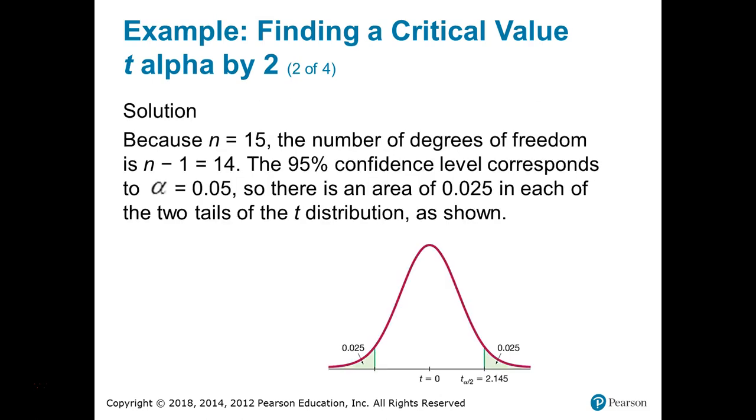Because n is equal to 15, the number of degrees of freedom is n-1, which is 14. You've got to know how to use your table. The 95% confidence level corresponds to alpha of 0.05, giving an area of 0.025 in each of the 2 tails of the t distribution as shown. So 95% means from here to here, this area is 95%, meaning there's 5% left over. Divide that by 2. There's 2.5% of the total value here and 2.5% here. Then using your table A3, you get a t value of 2.145.